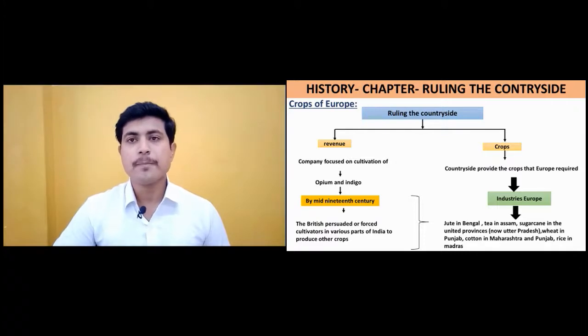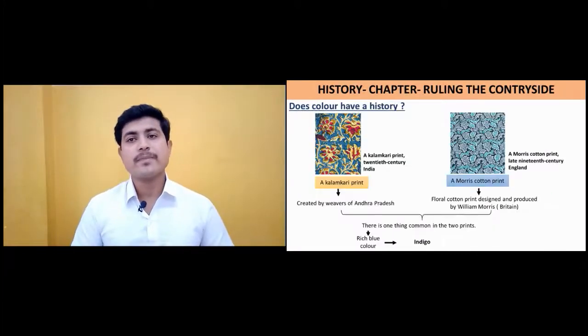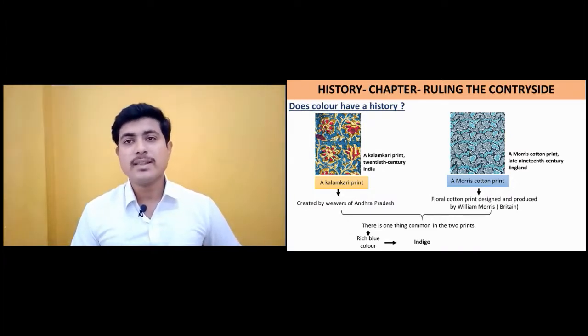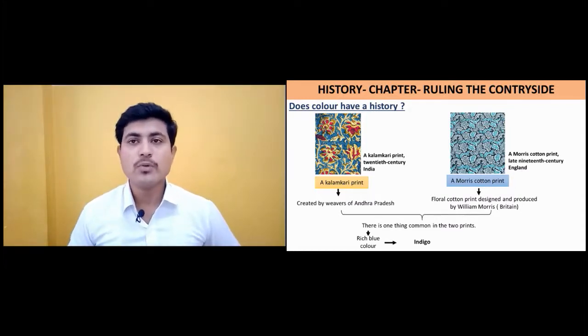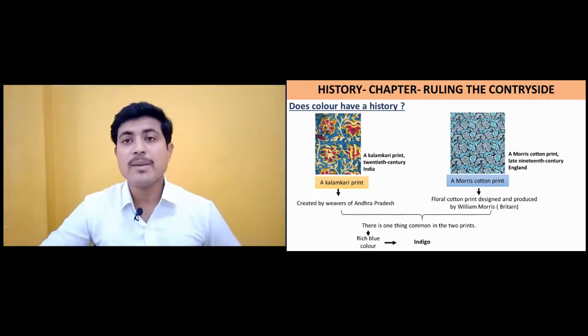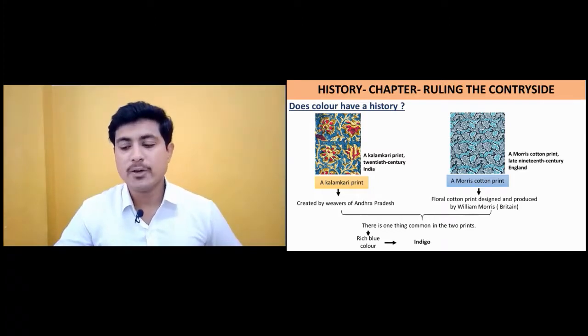And the next is, does color have a history? Are you able to see a common thing between both of these pictures, the Kalamkari print and the Morris cotton print? That thing is a rich blue color, which came from a plant, indigo. Now, what is indigo? Let's study that.